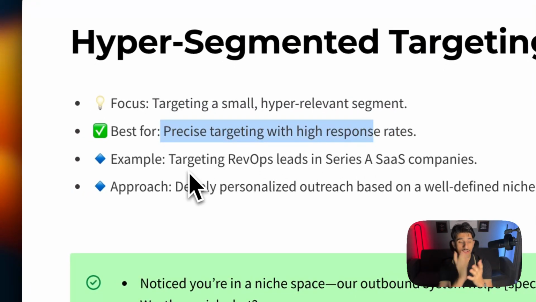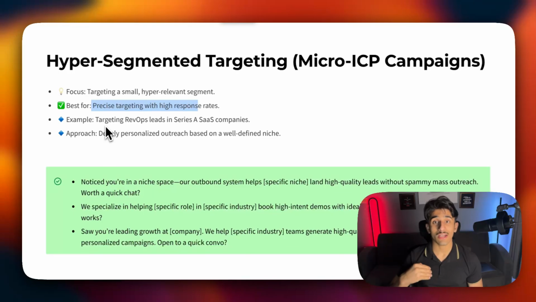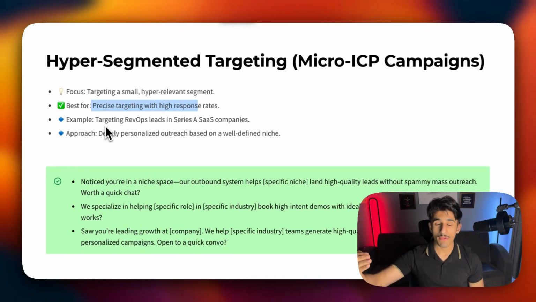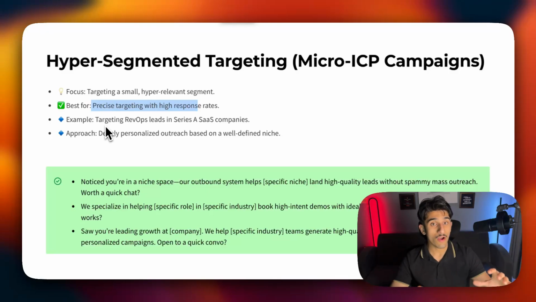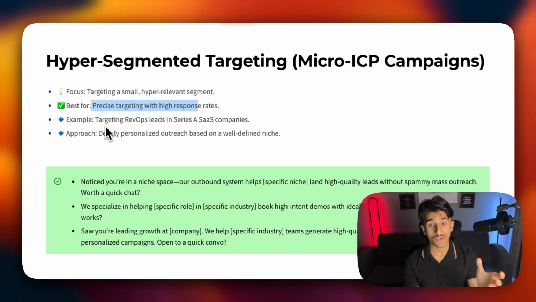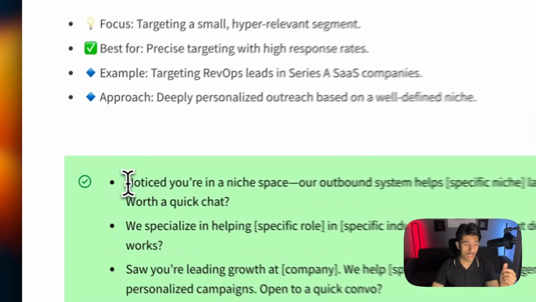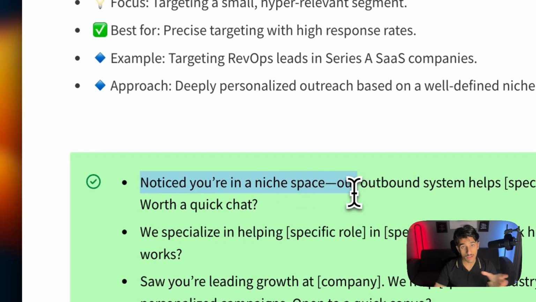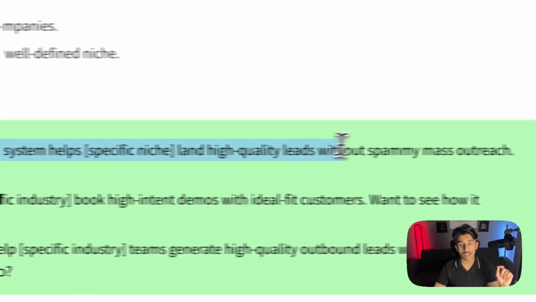And literally in that, all you have to do is first run a really broad campaign, and based on that you can simply scale it down to a really, really small level and find out which companies actually had the most positive reply rate towards your side. Which means that in the smart lead, of course, you can check the people who are interested. You can simply copy their specific URL, add them to Apollo, find out their company size, and based on that create your campaigns, right? And a quick example would be: notice you're in a niche space. You want to enter that. Our outbound system helps specific niche land high quality leads without spamming mass outreach.